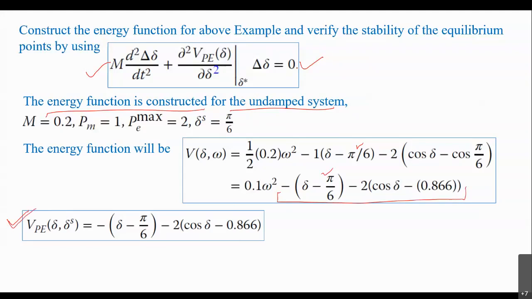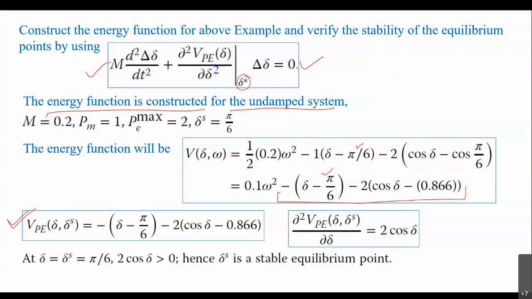Now we'll take the double partial derivative of the potential energy function. If I take the double partial derivative of this, I will get 2 cos delta. By substituting delta star in this, I can easily find whether the system is stable or unstable. First we evaluate at the stable equilibrium point, delta equal to delta S, that is pi by 6. So 2 cos delta is greater than 0, hence your delta S is stable.